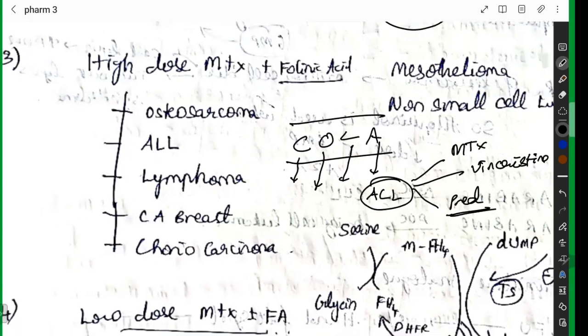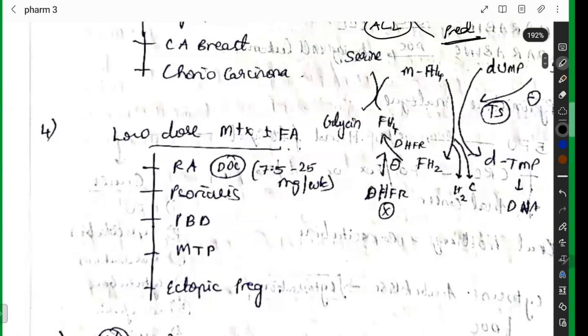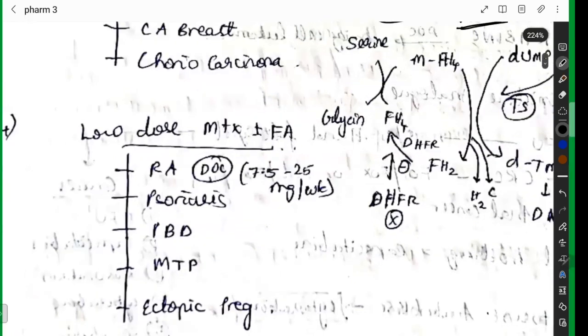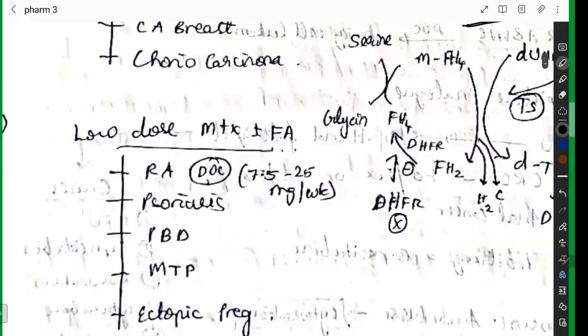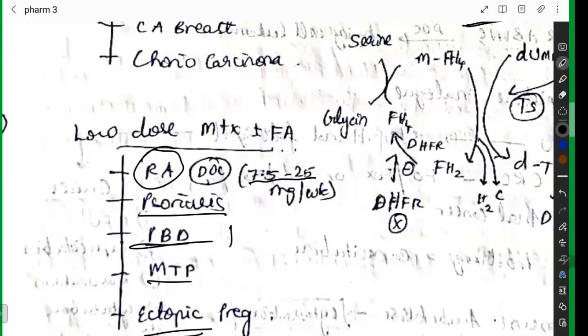Then comes low dose methotrexate. So where are you going to give low dose methotrexate? Remember, the drug of choice in rheumatoid arthritis is low dose methotrexate, 7.5 to 25 mg per week. Apart from that, you have psoriasis, and MTP, where we sometimes use methotrexate. Ectopic pregnancy, we will be using methotrexate. Clear, right? And Parkinson's disease. Even in Parkinson's disease, we will be using methotrexate to some extent in severe disease.